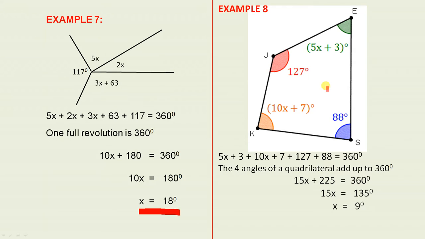Here's a quadrilateral, and we know that the four angles of a quadrilateral add up to 360, so we add all those terms up, so we get that equation there equals 360. Some simplification gets us to that line, therefore 15x is 135, so x is 9 degrees.